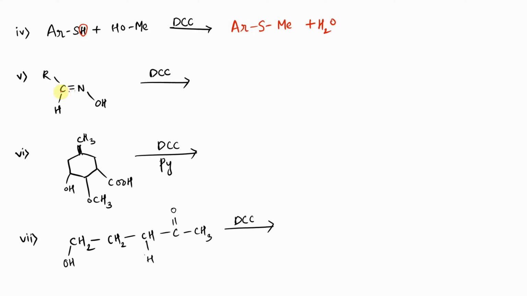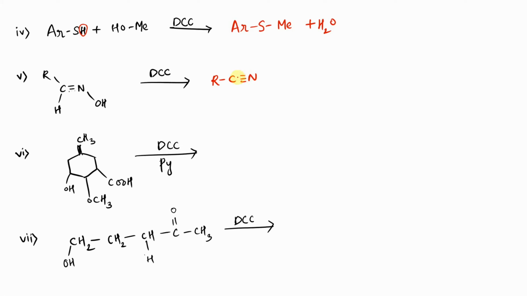Second example, we have carbon double bonded with nitrogen and two H and OH groups. Since we have hydrogen and an OH group on the same carbon, you can clearly say there is an elimination of a water molecule, leading to the formation of a nitrile group, R-C triple bond N. So this is a simple reaction.